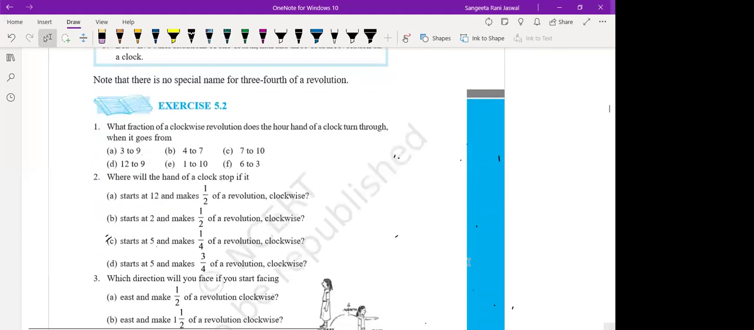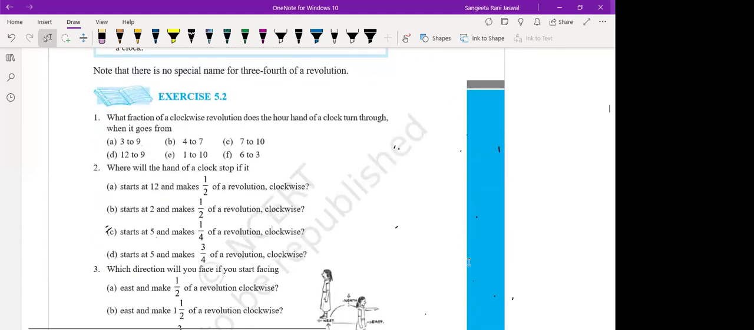Okay, now here comes the next exercise. What fraction of a clockwise revolution does the hour hand of a clock turn through when it goes from 3 to 9? Now you will tell me, when the clock hands are moving from 3 to 9, how many revolutions is it covering? In the clockwise direction, how does the hour hand of the clock turn through? That means you will tell me in right angles. How many right angles is it turning through?